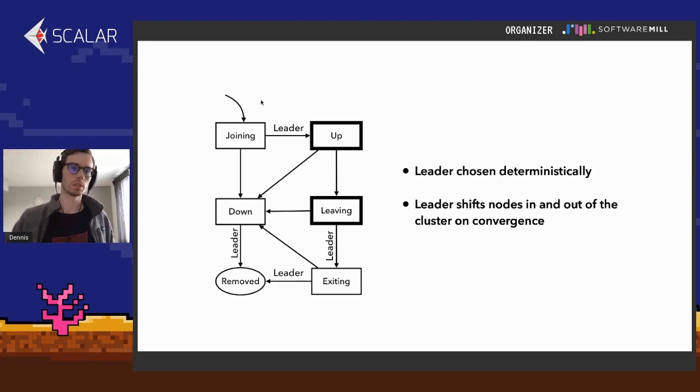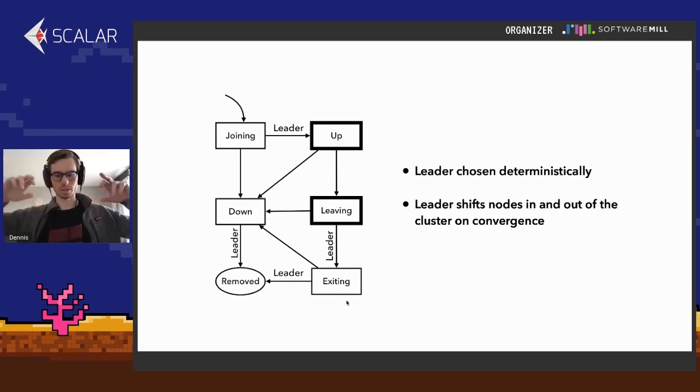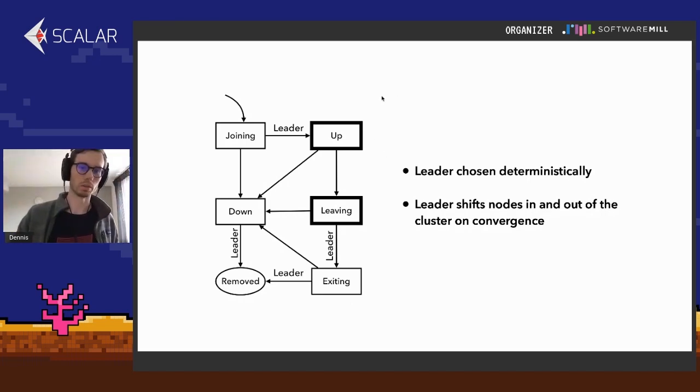Each node in a cluster can be in any of those states: joining, up, leaving, etc. Then one of the nodes will be elected as a leader. There's no leader election per se. The way it works is that since every node keeps track of the membership, they know who is part of the cluster, and then they order in some way all the cluster members, and they pick the first one with bias towards up and leaving members.